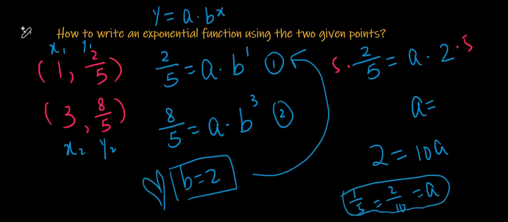We want A, we want B. Why? Because we can start to write y equals 1 fifth times 2 raised to x. This is our final solution.